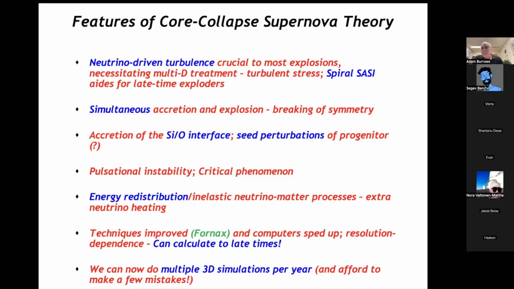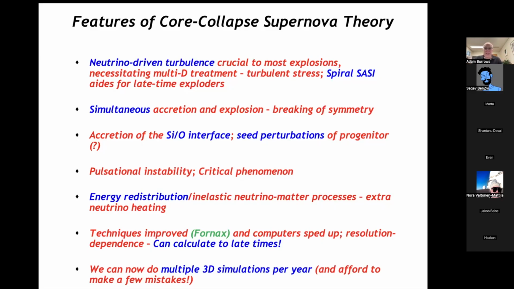and is rather fast. It's about 5 or 10 times faster than competing codes. The slowest part is actually the energy redistribution from the neutrino matter scattering. And so it's like Compton scattering, but we're trying to speed that up. Okay, so we can do many 3D simulations in a year now.